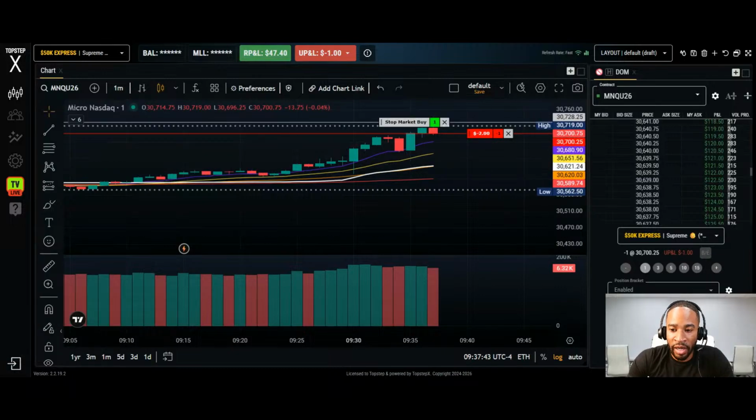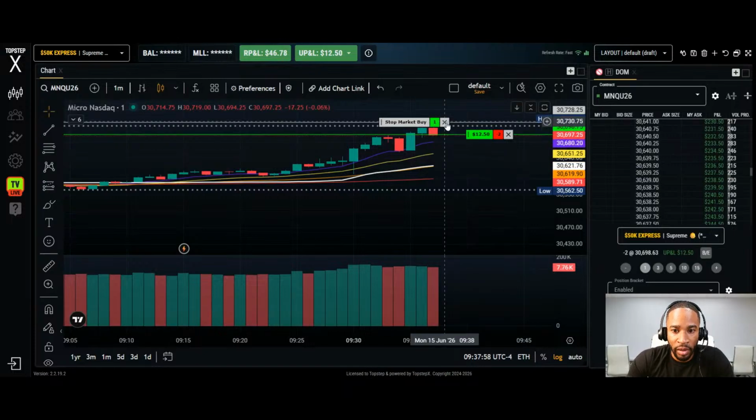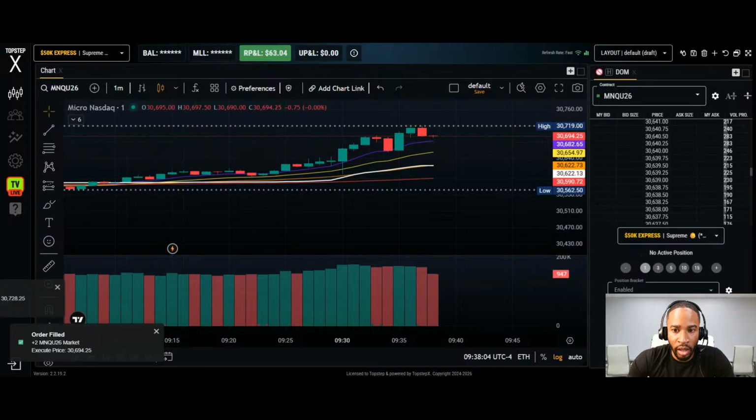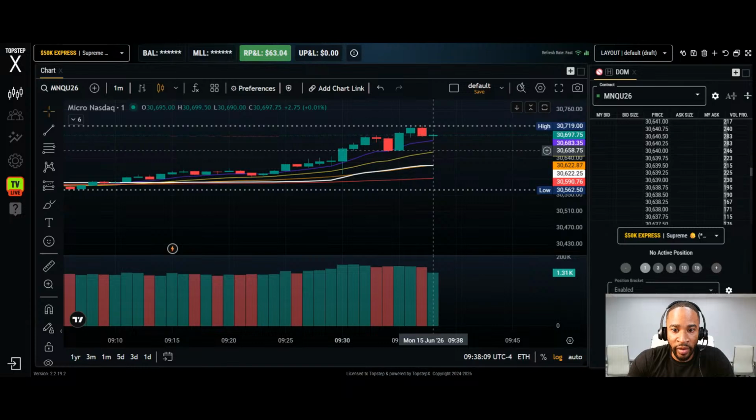I'll add more to my contracts if the move starts working out in my favor. All right, let me add one more right here. Order filled. Let's go. Come on, keep going lower. There we go. I'm going to sell this position pretty soon. I would like to sell at the 9 EMA on the 1 minute time frame. All right, we're still moving lower. There we go. Order filled. We just secured some profits.